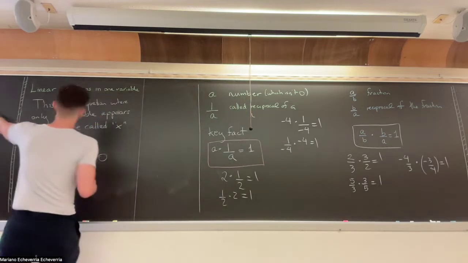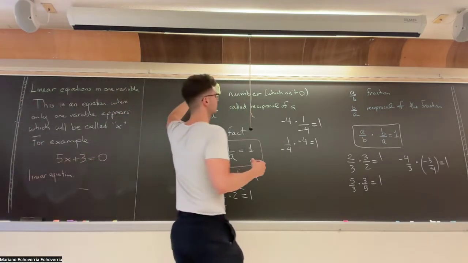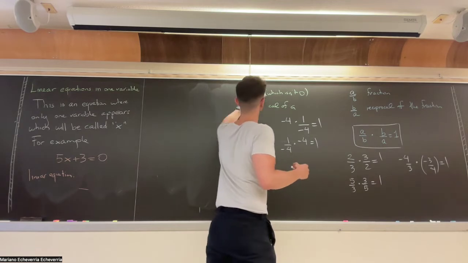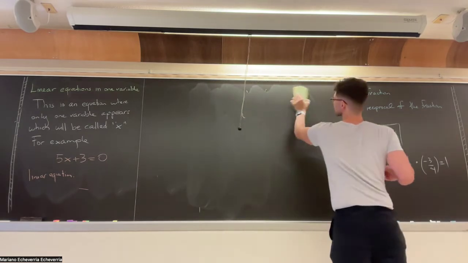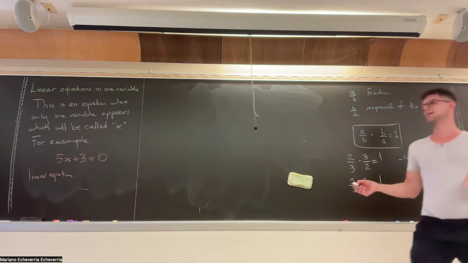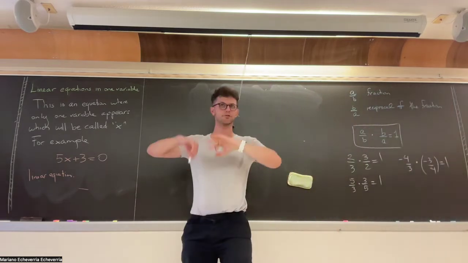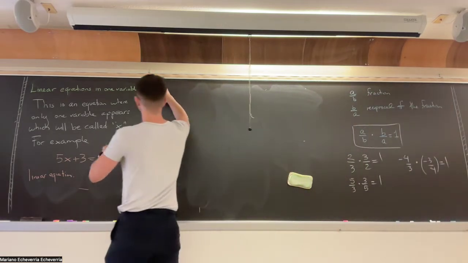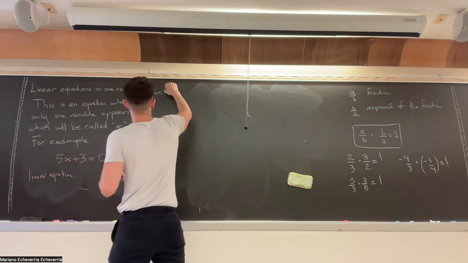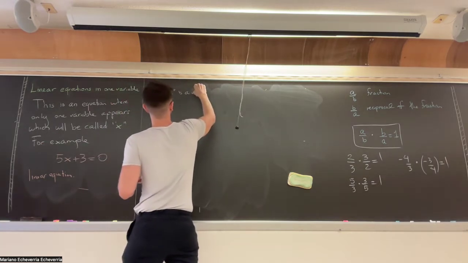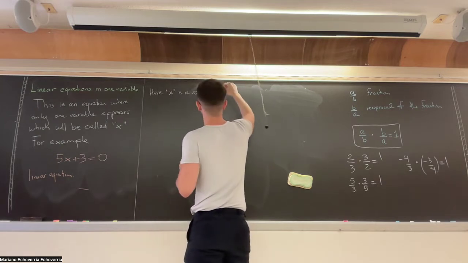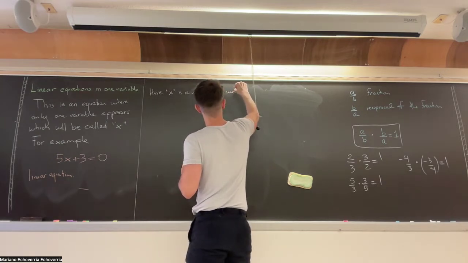Okay, and how are you supposed to think of this? The way to think about this is that x is a number whose value you don't know, right? So here x, that's why it's called a variable. X is a variable. By that I mean it's a number that you don't know.